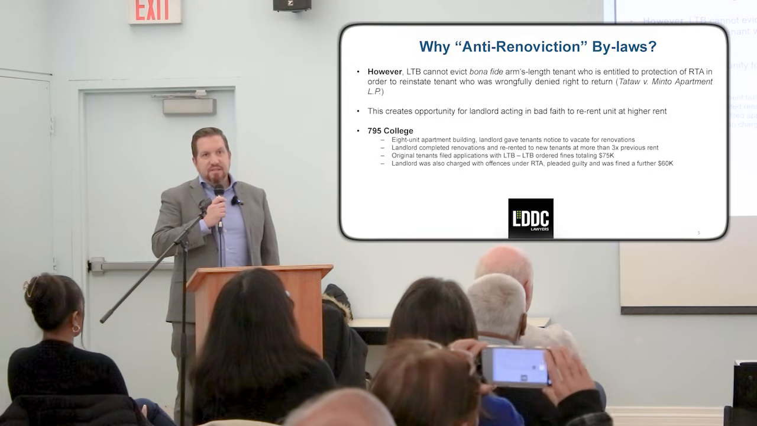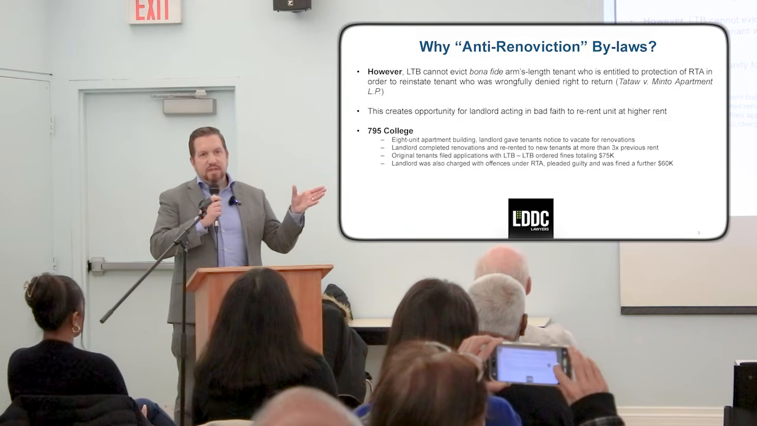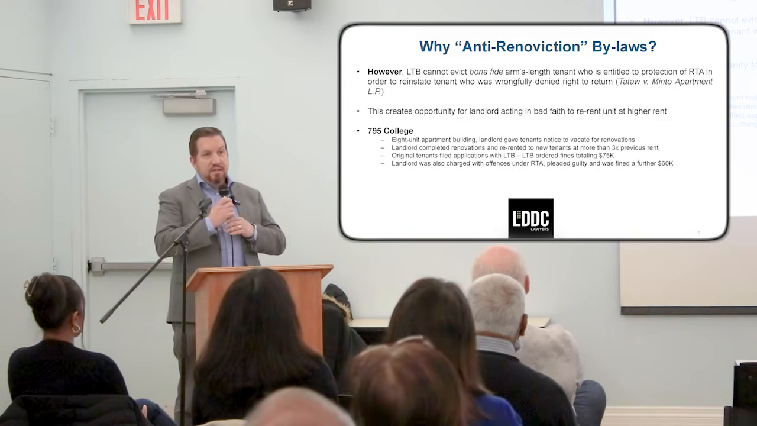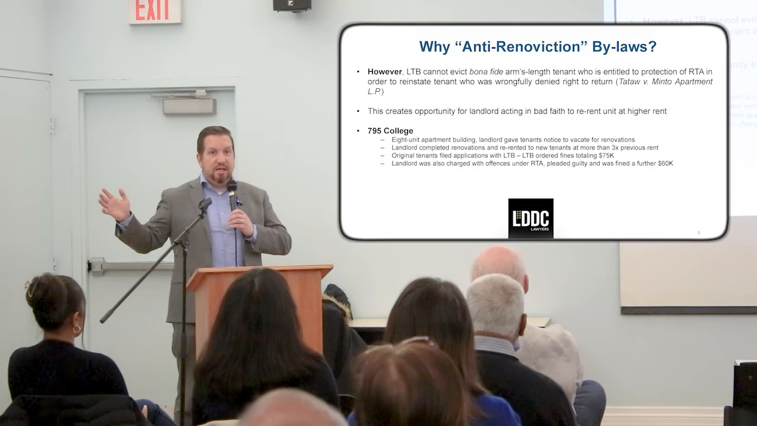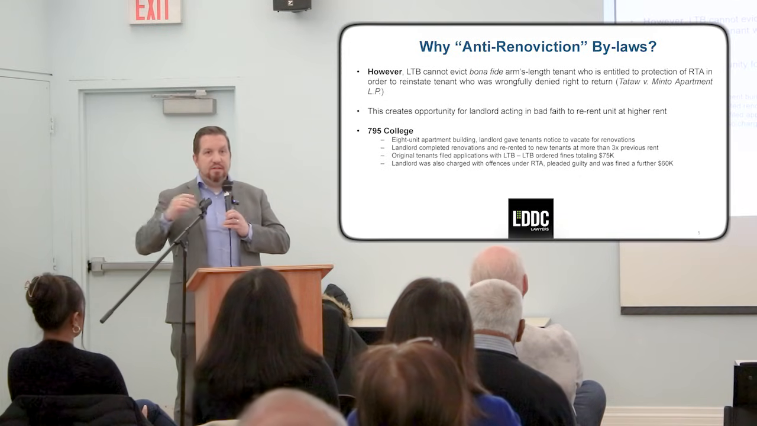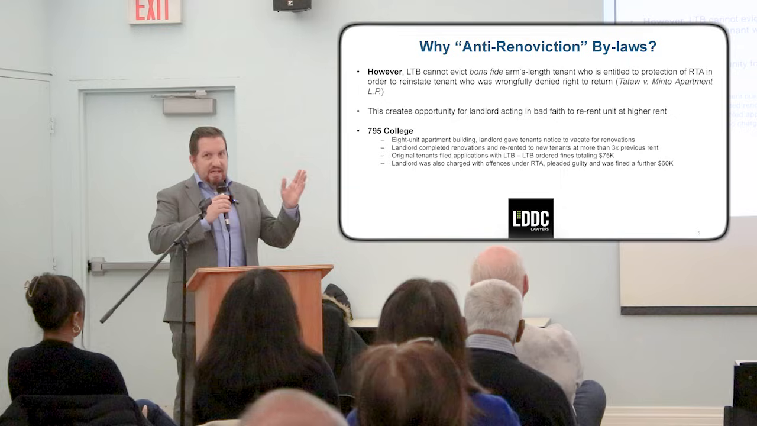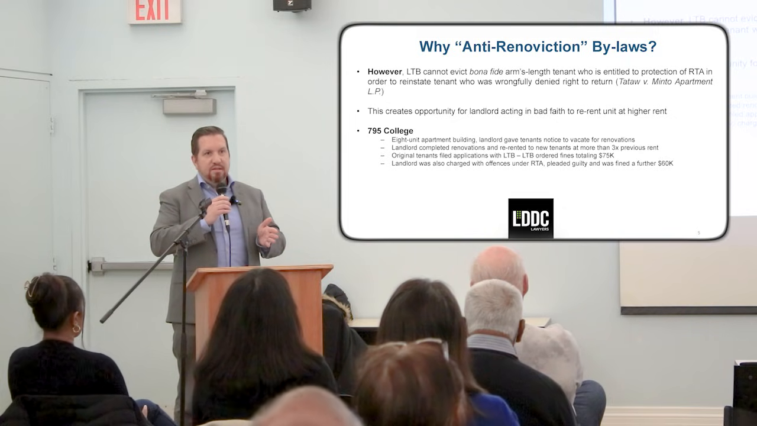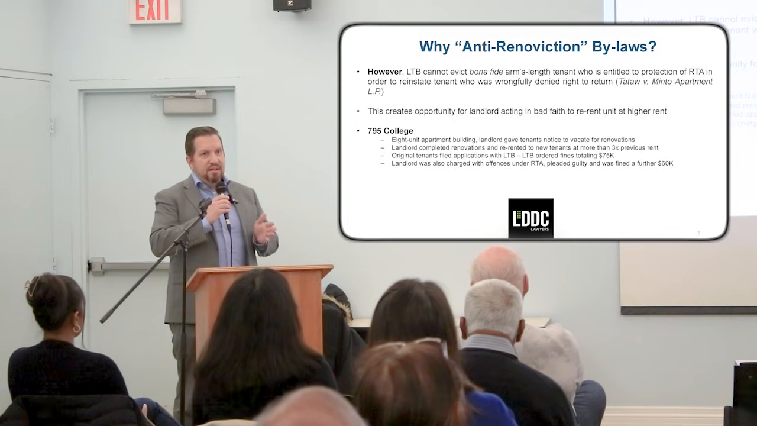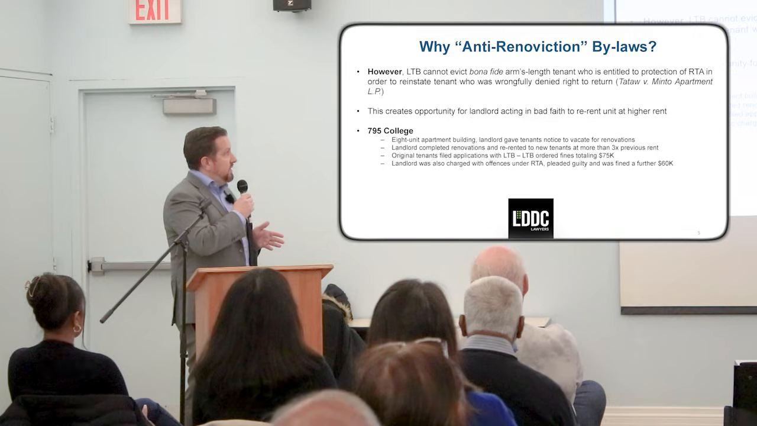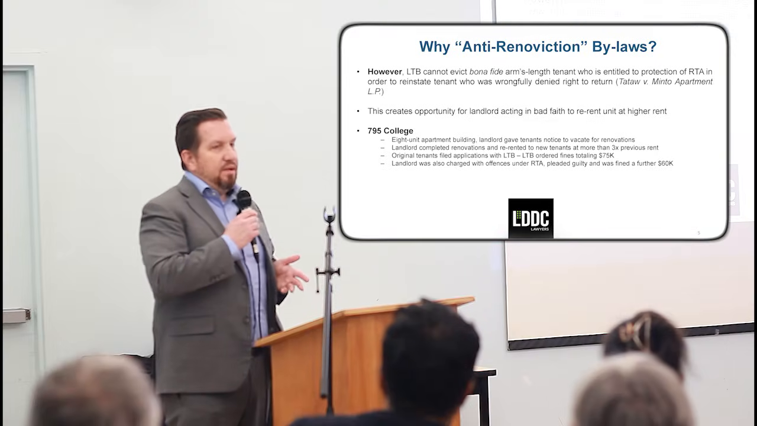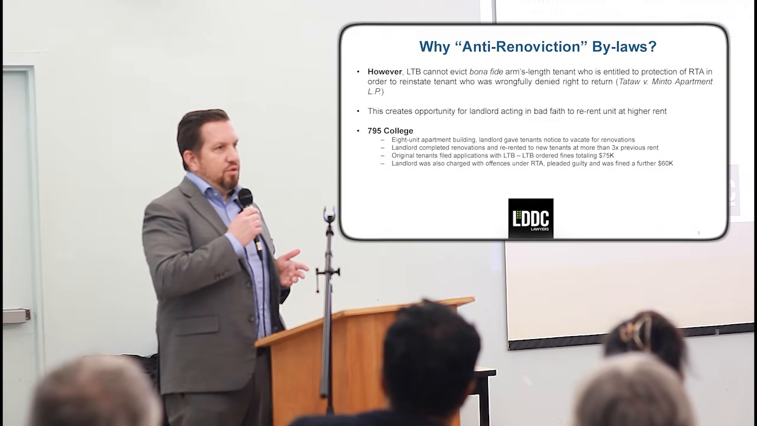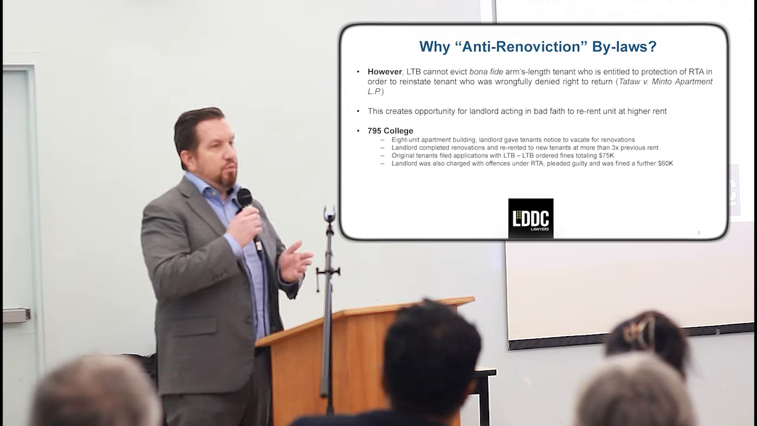So if the board finds itself in a position where there's an original tenant who'd be entitled to RTA rights and a new tenant who'd be entitled to RTA rights, they can't disturb the new tenant to put the original tenant back in. That's sort of the line that the board and the courts have decided is the limit of the board's jurisdiction. And so this creates the opportunity for a landlord who's acting in bad faith to evict tenants, renovate the units, and re-rent to arm's length tenants at higher rent.